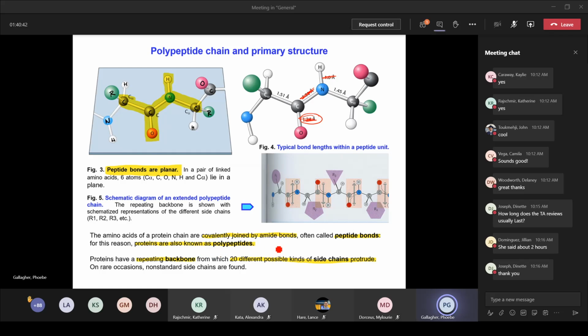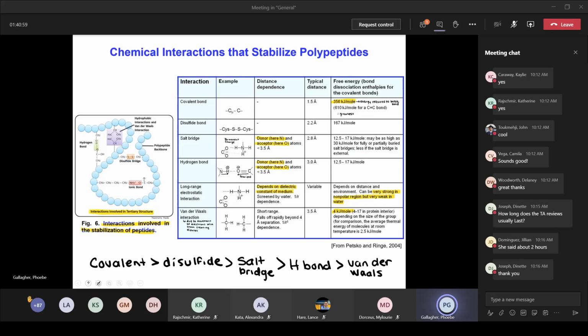Know what polypeptides are, and know that peptide bonds and amide bonds are two words for the same thing. And you have your repeating backbone for polypeptide chains, which is the nitrogen, carbon, carbon, nitrogen, carbon, carbon. Okay, so I know this is a lot of information, and she did spend a lot of time on it.